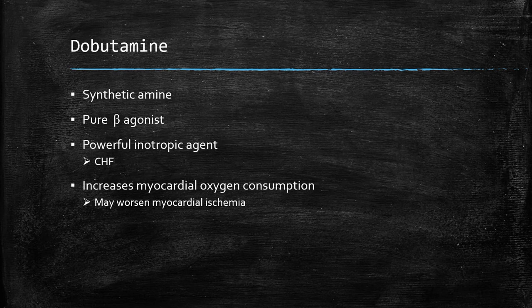Dobutamine is a synthetic amine that functions as a pure beta agonist. It's an extremely powerful inotropic agent, and its most common clinical use is to treat patients with a poor ejection fraction from congestive heart failure. Dobutamine will cause increased myocardial oxygen consumption because of its beta-1 effects. This may worsen myocardial ischemia if it's present.